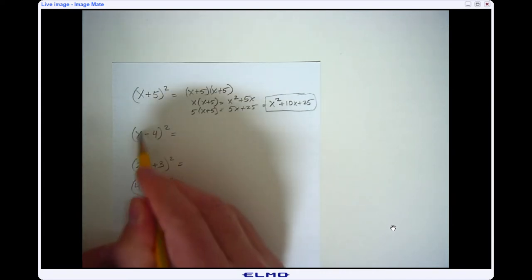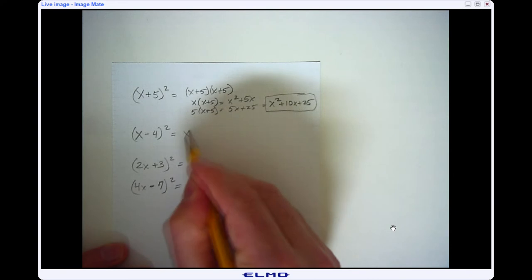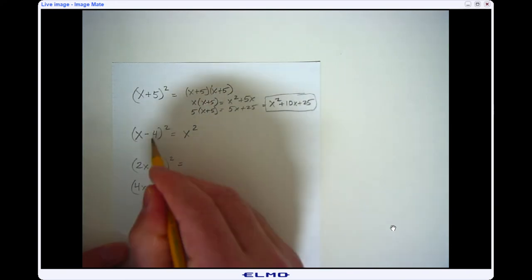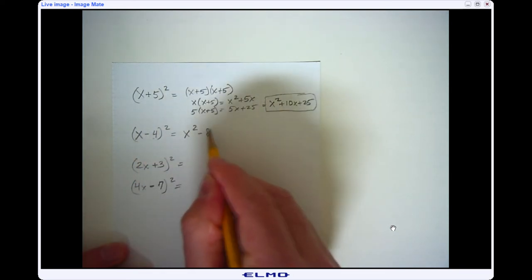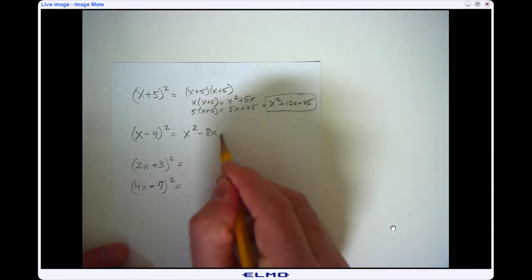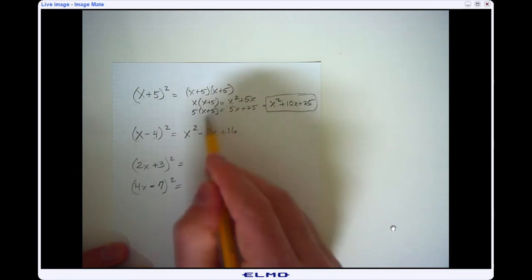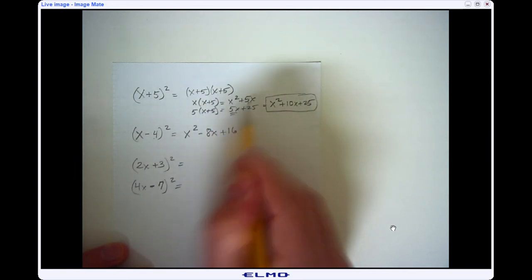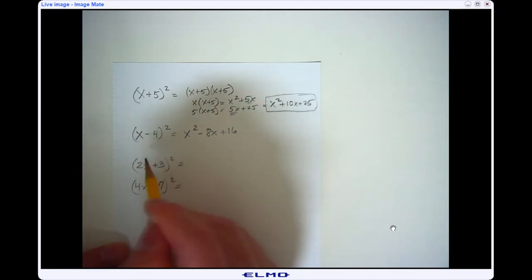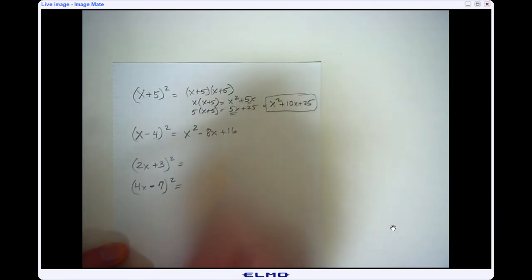Basically what you do is you square the first number in the parentheses. That would be x times x is x squared. You multiply the stuff in the parentheses, so negative 4 times x is negative 4x, and then I double it, which would be negative 8x. And then negative 4 squared is 16. If I go back to the previous one, you can see that I have 5x and 5x. That's why when you multiply these together and double it, because it's the same binomial times itself, you're going to have that happen all the time.